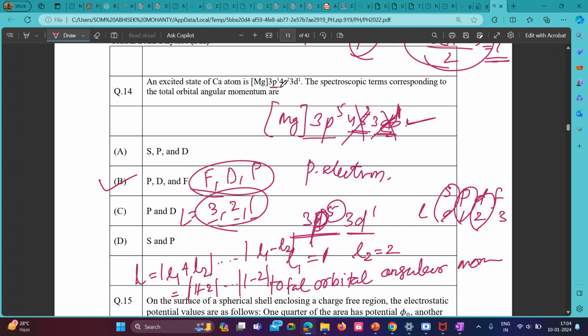Get it? We have to take the electrons in these two. 4s2 is complete, so we cannot take it, and magnesium we won't take. So 3p5 and 3d1, and we took the L values and added them like this, L1 plus L2 down to L1 minus L2. So that question is over. That is 1 mark. Okay, 1 mark question.